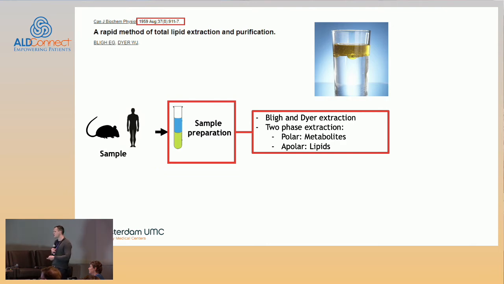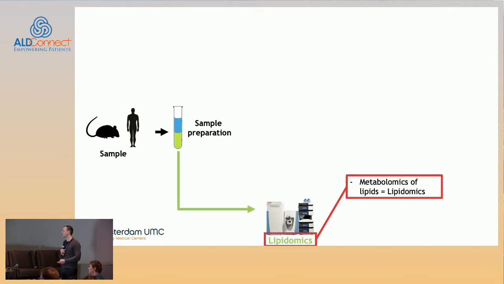So we use chloroform, water, and methanol to create an organic and a water phase. The water phase, or the polar phase, contains all the polar metabolites, and the apolar phase, or the organic phase, contains all the apolar metabolites. These apolar metabolites we also call lipids. Now we take this apolar layer that contains all the lipids and perform analysis on it, and generally we call this lipidomics, so metabolomics of lipids is also called lipidomics.